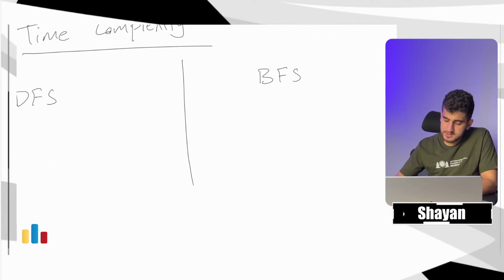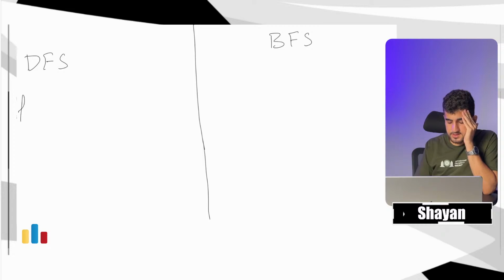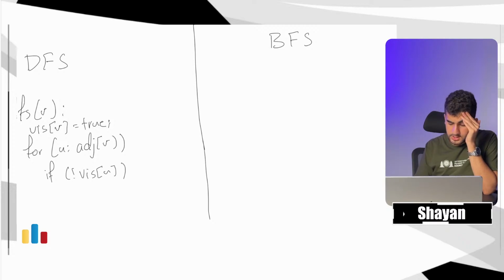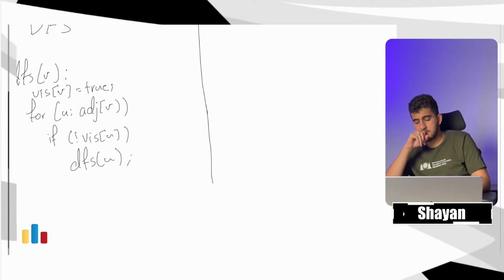Well, in DFS, we know that we had some DFS of V. For every vertex V, we had a for loop over U in the adjacent vertices of V. We first say that visited of V is equal to true, and then we say that if U was not visited, let's call DFS of U. This was DFS. So let's see what its time complexity was.